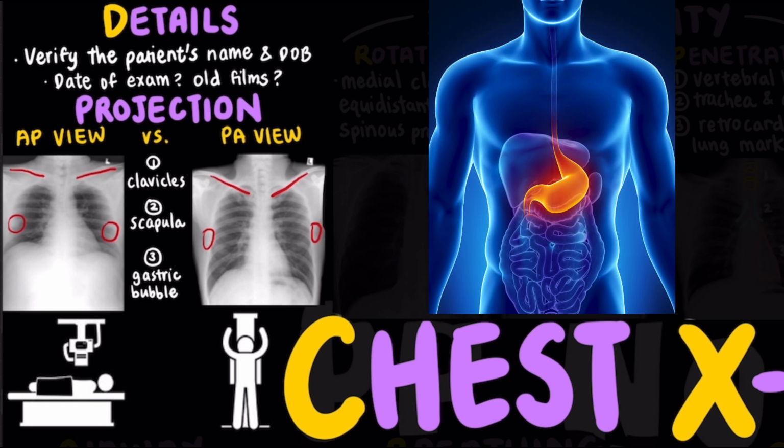Lastly, in a PA view, you can usually see the gastric bubble clearly below the left hemidiaphragm. Whereas in AP views, the gastric bubble may be absent or displaced due to patient position or technical factors.